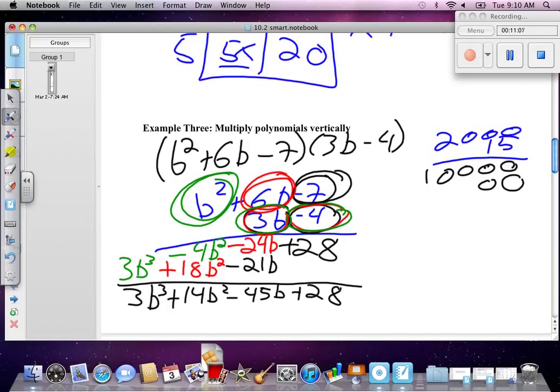Okay, so we will take a vote on this one. Do you want to see another vertical problem like this? No. Or do you want me to do a box, another box one? Box.